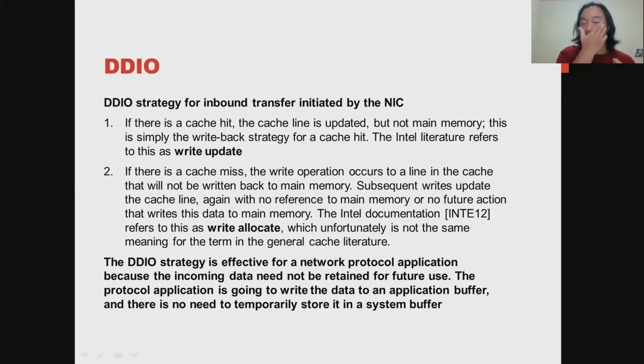The Intel documentation refers to this as a write allocate, which unfortunately is not the same meaning as the term in the general cache literature. The DDIO strategy is effective for a network protocol application because the incoming data need not be retained for future use. The protocol application is going to write the data to an application buffer, and there is no need to store it in a system buffer.